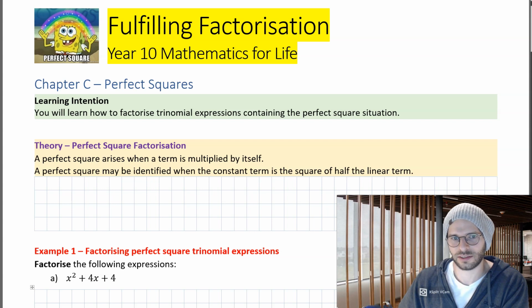Welcome back to this video series on the topic of factorization. Chapter C, Perfect Squares. In this lesson, you'll learn how to factorize trinomial expressions containing the perfect square situation.